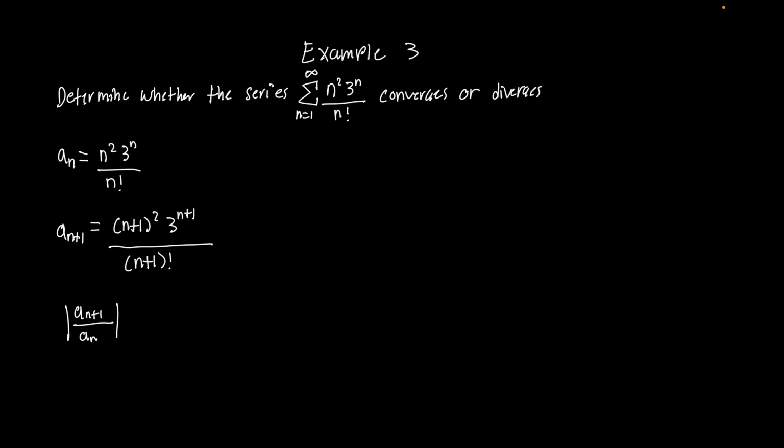So we want to form this. So now let's form that. So a sub n plus 1 was n plus, sorry, handwriting, n plus 1 squared times 3 to the n plus 1 over n plus 1 factorial, all of that divided by n squared 3 to the n over n factorial.